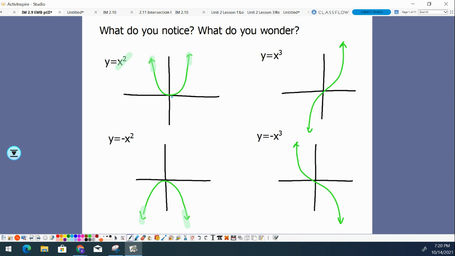All even graphs either both go up or both go down. And they go down if the leading coefficient is negative, and they go up if it is positive. We've talked about x to the third is this little wiggle where the left side always goes down, the right side always goes up. So does it make sense if an odd degree is negative, the left side goes up, and the right side goes down? It's reflected over the x-axis.